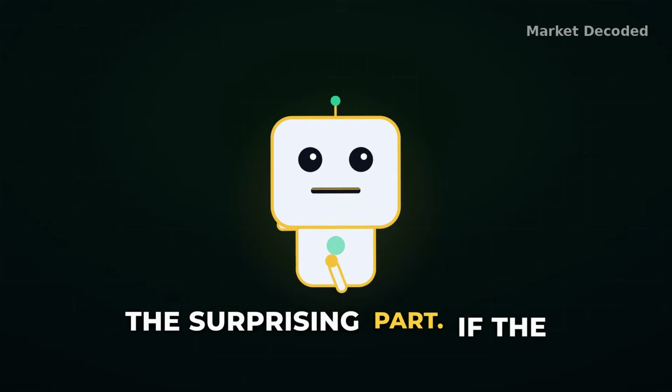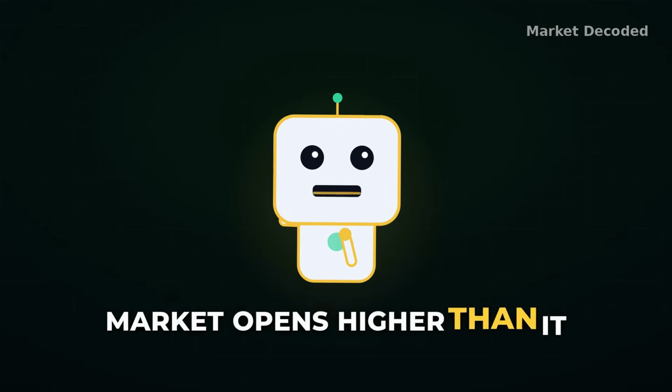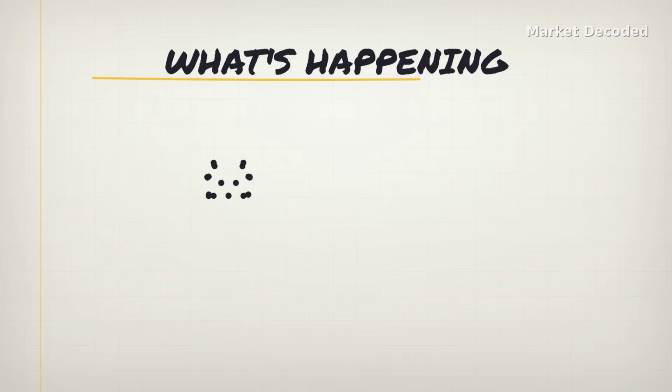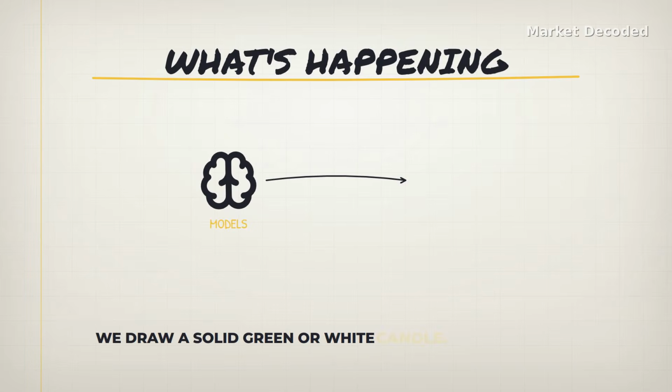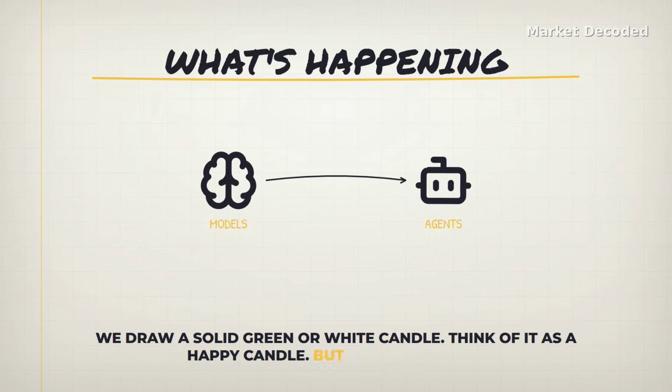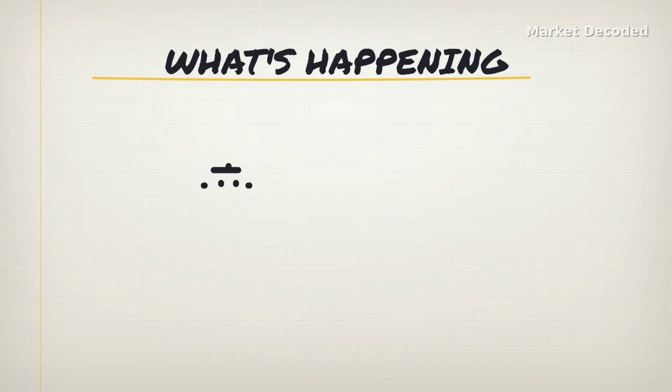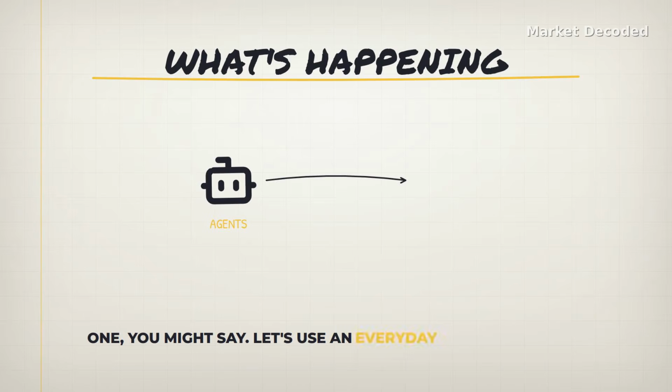And here's the surprising part. If the market opens higher than it closes, we draw a solid green or white candle. Think of it as a happy candle. But if the market closes lower than it opened, we get a red or black candle, a sad one, you might say. Let's use an everyday example to make this clearer.